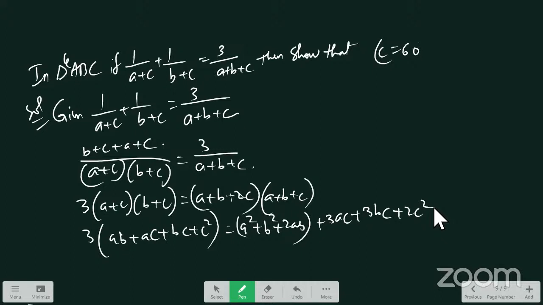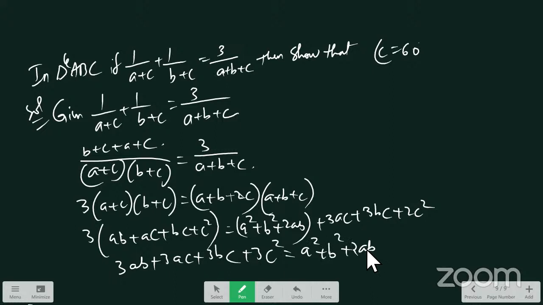Whatever terms get cancelled, you please cancel them. So what I'm going to get here: 3AB plus 3AC plus 3BC plus 3C square is equal to A square plus B square plus 2AB plus 3AC plus 3BC plus 2C square. Now if you observe, 3BC and 3AC get cancelled. 3C square, you bring it to that side, and 2AB, you bring it inside.